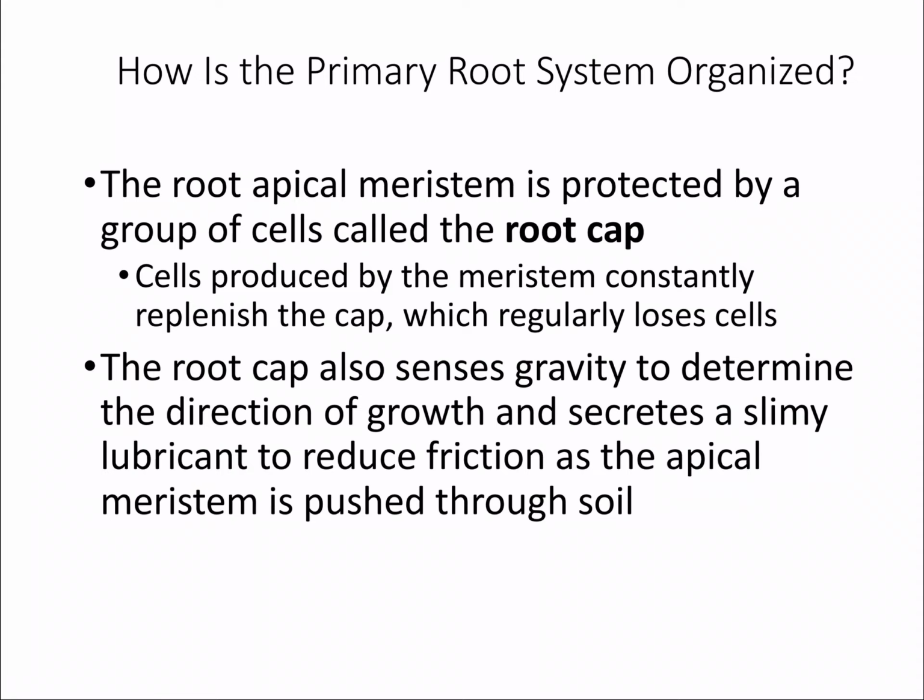Protecting the cells at the apical meristem is the root cap. So that's really what we were looking at here, was the root cap. The cells produced by the meristem constantly replenish this cap, so it regularly loses cells. It's kind of like how your fingernails grow from the bottom to the top and push up. The cells here are pushed out by the new cells, getting longer and longer, and eventually these cells will slough off as they get older and die, but not before it grows to a certain length, depending on the conditions.